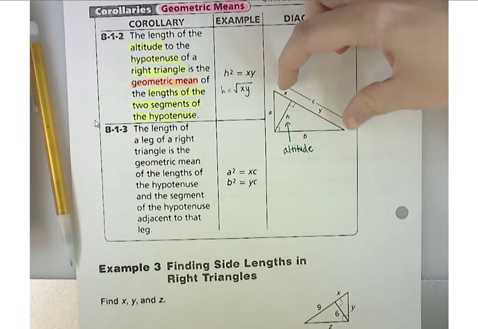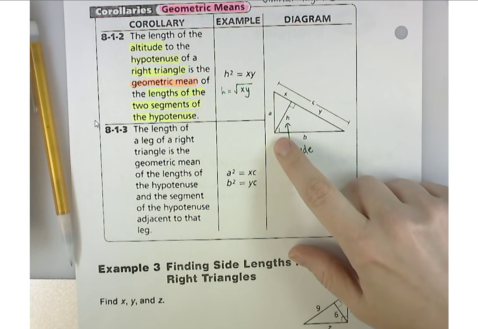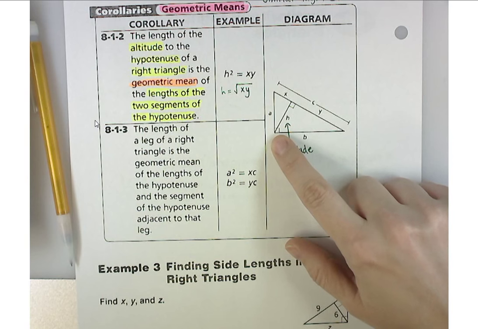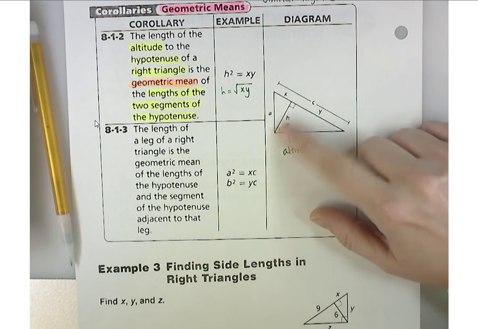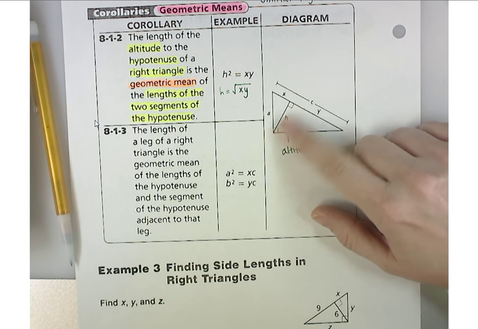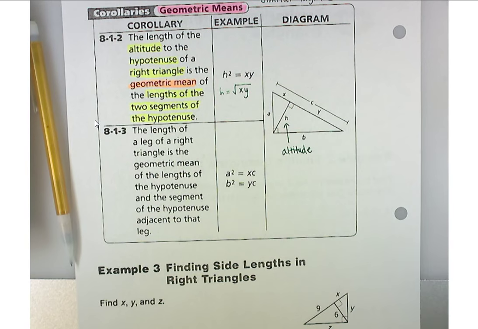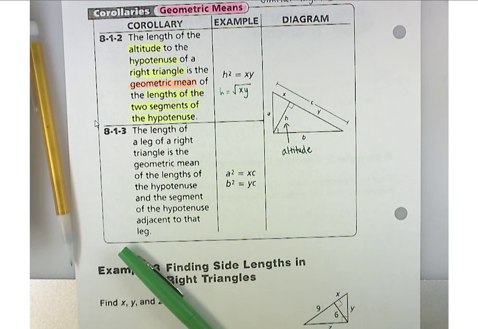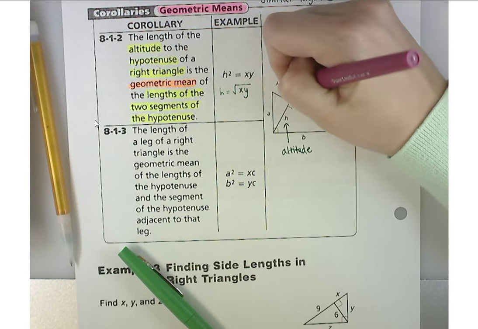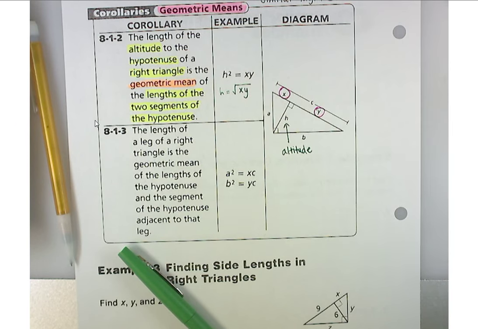Okay, and it's the altitude of the hypotenuse. Remember, your hypotenuse is going to be across from the right angle in a right triangle. So we can see that this is a right triangle, this is the hypotenuse, so this is the altitude from the vertex to your hypotenuse. Okay, and then it says the lengths of the two segments. So here are your two segments of your hypotenuse. This is your x, this is your y. That's where it's coming from.